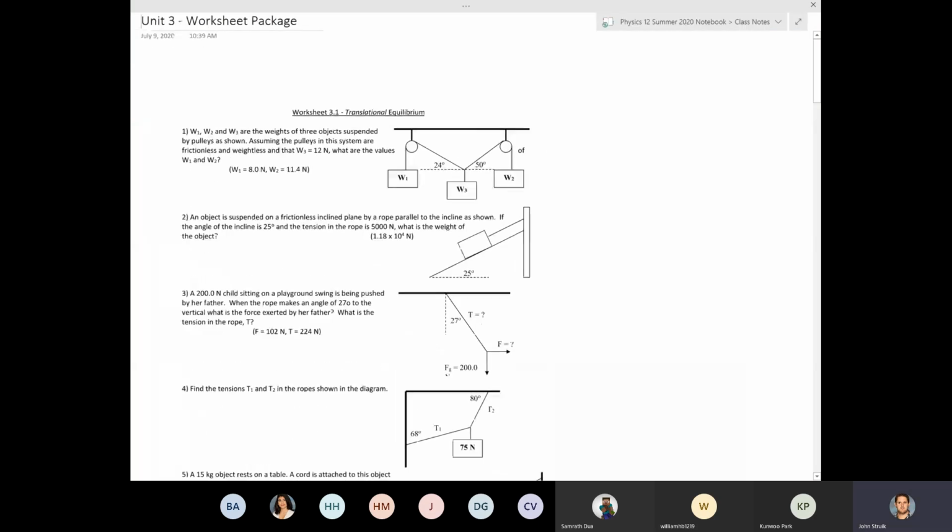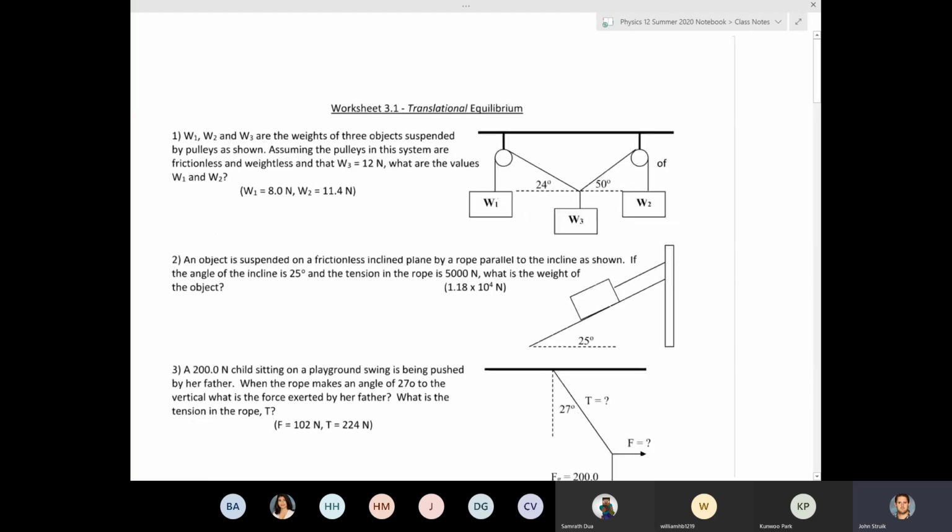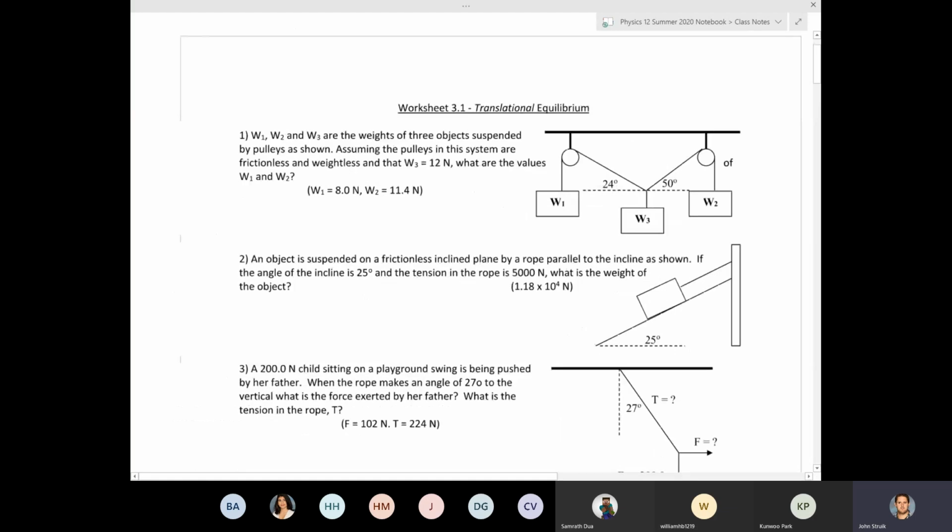Okay, so the first question, the things in brackets are the answers. So you have to do it first. Weight 1, weight 2, weight 3 are the 3 weights suspended by the pulleys. Weight 3 is 12 newtons. What are the values of weight 1?